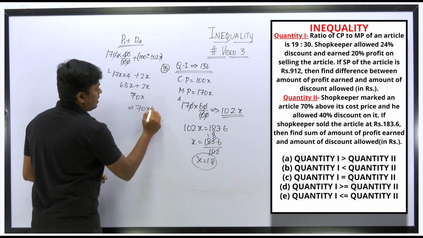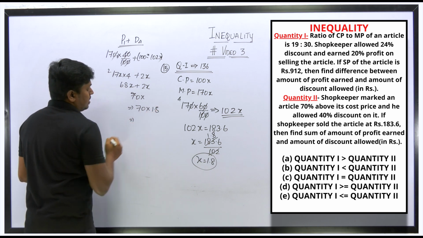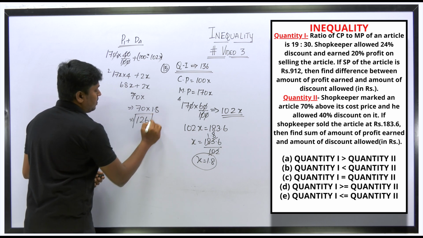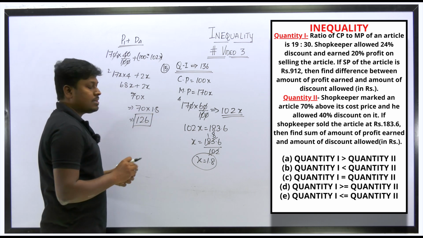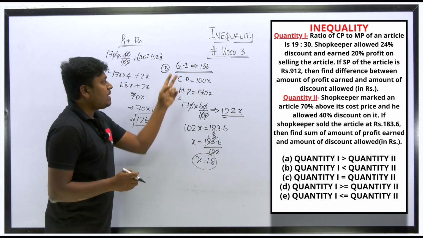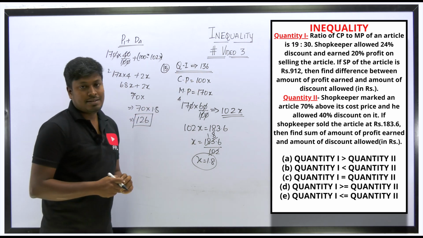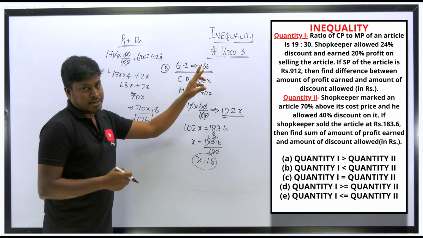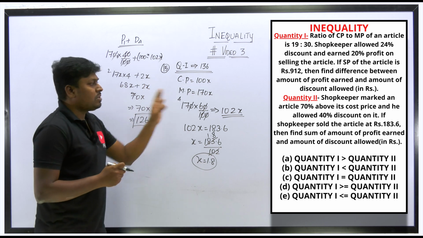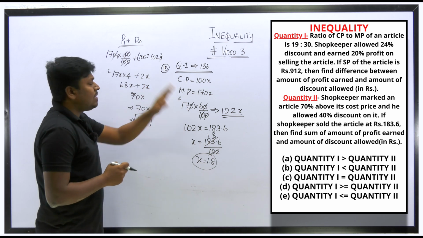So 70 into 1.8 is 126. So 126 will be the answer. That is, the total sum will be 126 for question 2. For question 1, what we already got is 136. Here we have found the difference, but there we found the total. That's the major difference between both the questions. But I think everything else is the same, right?